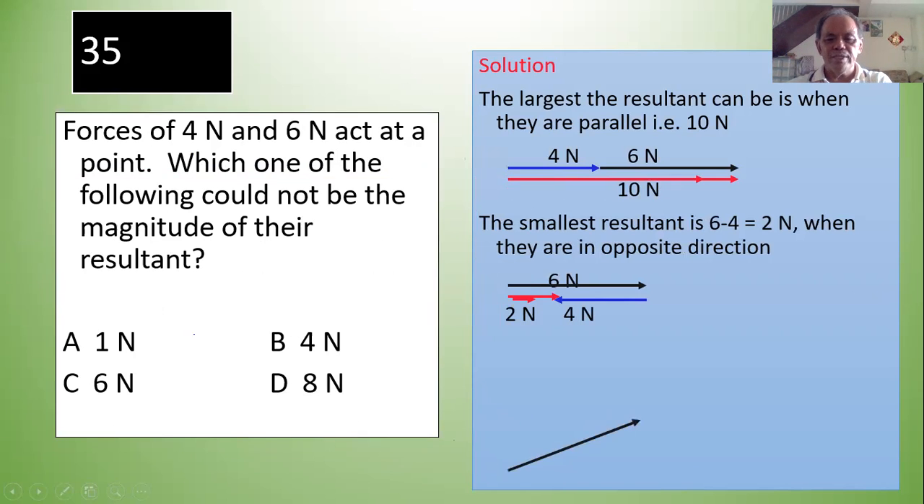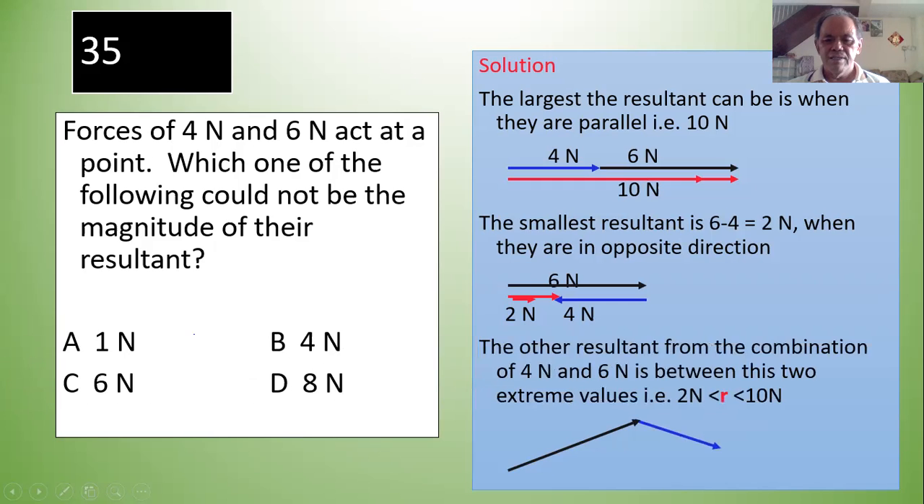If you put the 2 at an angle, 6 plus 4, that resultant R, from the starting tail to the head, must always be less than 10. You can just play with it. Always less than 10. It's between 2 and 10. So the answer is A. Cannot get 1.